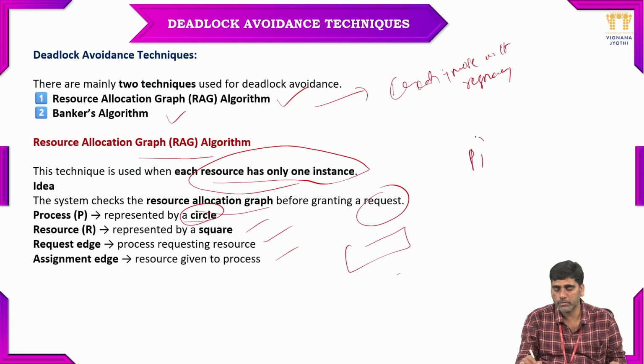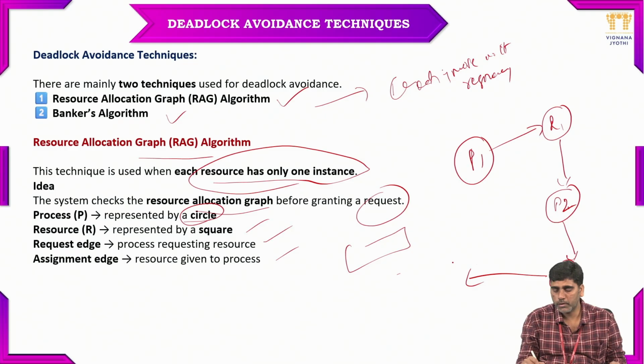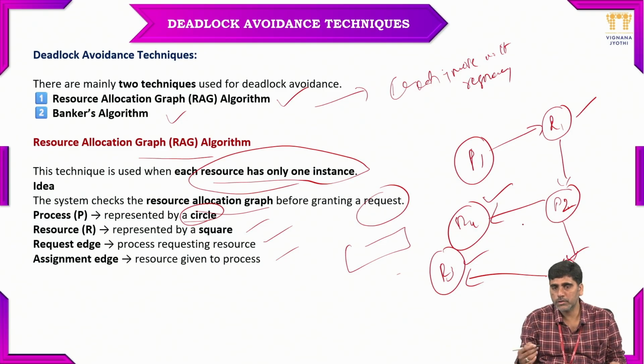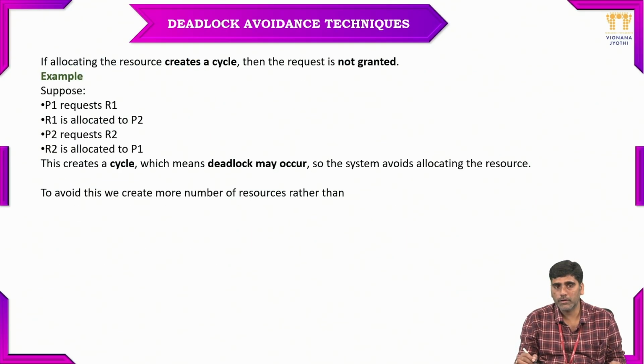We can create more resources, like P1 is looking for R1, and R1 is assigned to P2. P2 is still looking for R2, and we can create more resources like R3 and R4 also. If any process is ready to occur in the deadlock mode, then we can assign other resources so that the deadlock situation does not occur. So here we can create more resources so that we can avoid the deadlock situation.